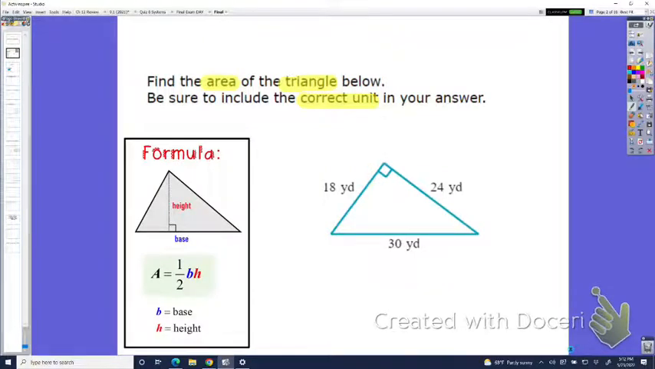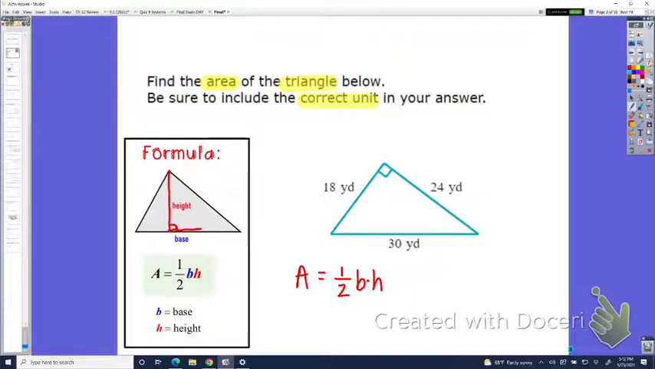The first question is find the area of a triangle. Be sure to include the correct unit in your answer. So the formula you need is over on the left-hand side in this box. Area equals 1/2 base times the height. So we need to use that formula for this question. Now the tricky part is what is the base and what is the height out of the three numbers they give you. So the height forms a right angle with the base.